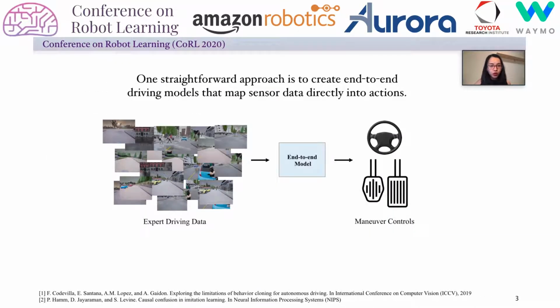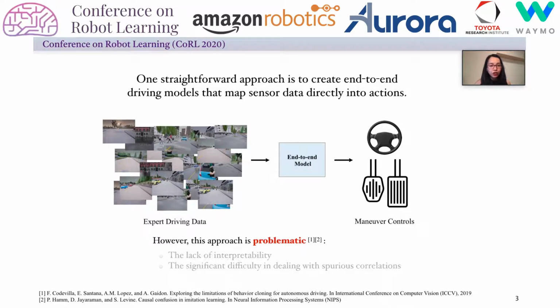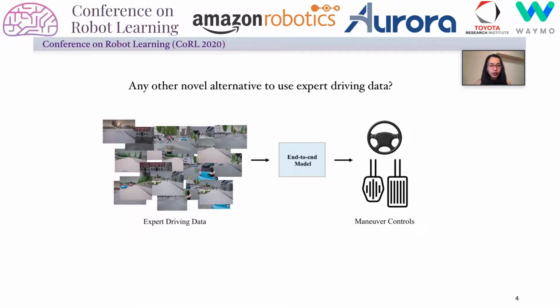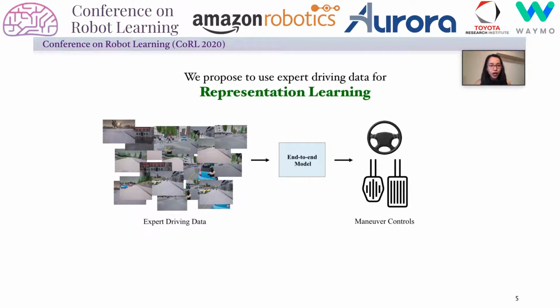One approach is to create end-to-end driving models that take sensor images as input and directly output the action for driving. This approach is very straightforward, but it has two main problems: the lack of interpretability and the difficulty in dealing with spurious correlations. Thinking of that, we try to find out if there is any other novel way to use this data. In our paper, we propose to use this data for representation learning.